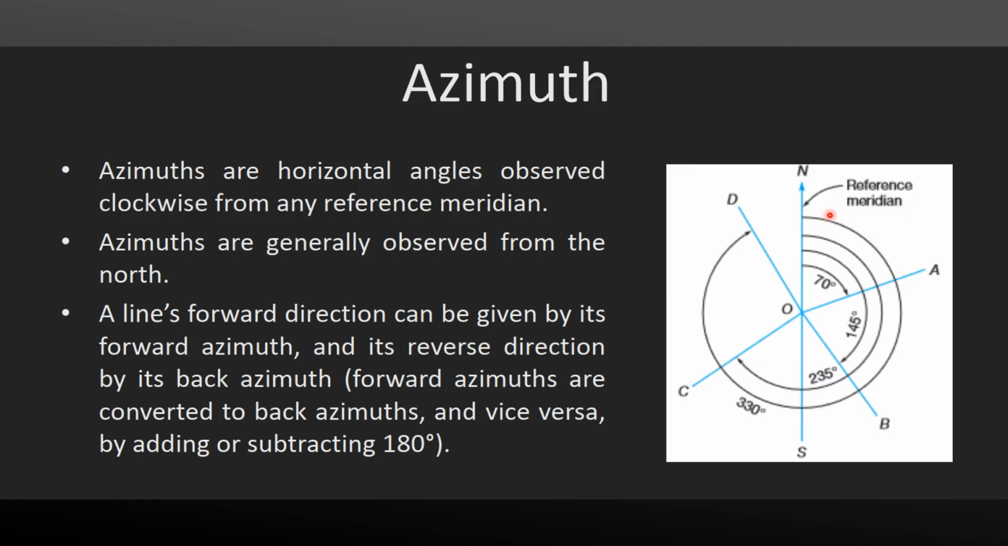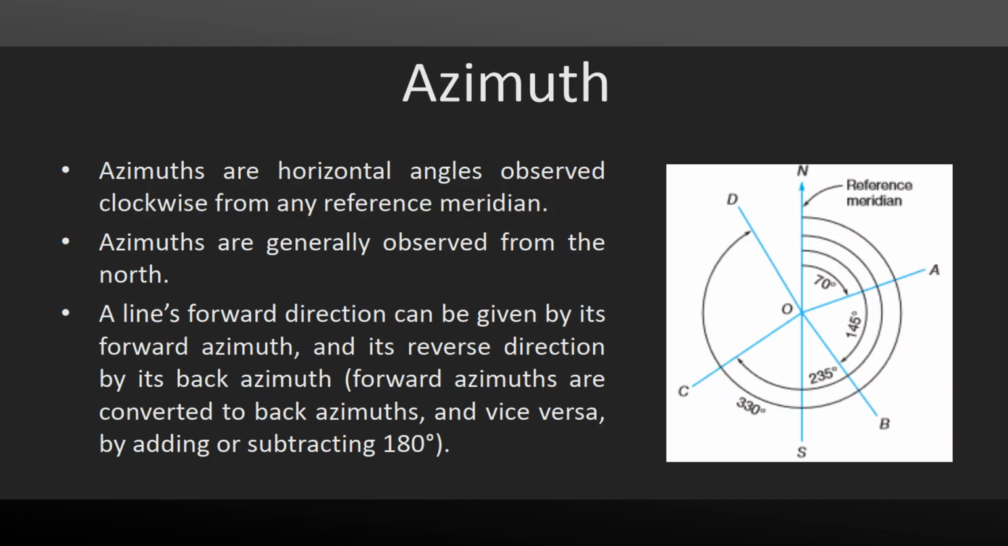Azimuths are generally measured starting from the north direction and proceeding clockwise, from north in a clockwise direction. For example, an azimuth of 70 degrees means that the line is 70 degrees clockwise from north. An azimuth of 180 degrees represents the south direction, while 90 degrees and 270 degrees represent east and west, respectively.